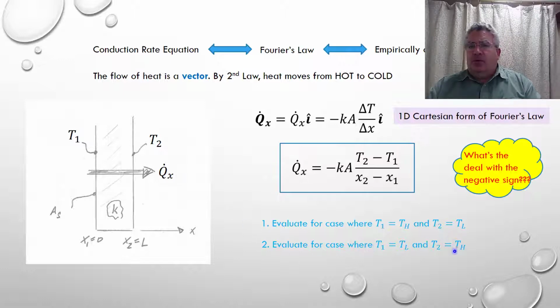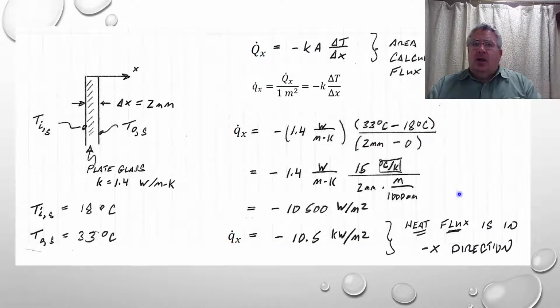Now, if we evaluate for the other situation where T1 is the low temperature and T2 is the high temperature, in that case we would expect q x to be pointing in the negative x direction. So let's verify that that works. If T2 is the high value minus T1, the lower value, this numerator is going to be positive. So positive times the negative will give me an entire negative quantity, which will then define the direction of the rate of heat transfer in the negative x direction. All right, so that's what the deal is with the negative sign. It's making sure the direction of the heat vector, or the direction of heat, is correct.